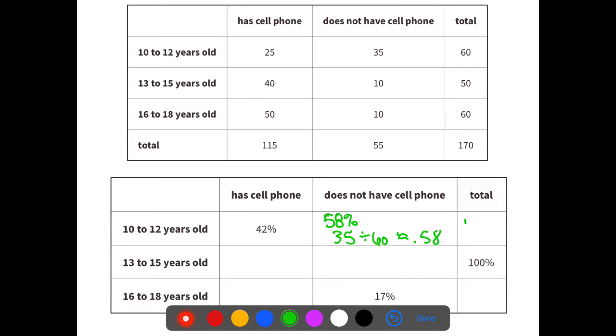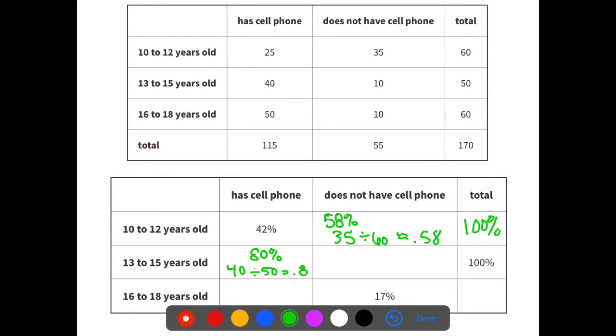And then your total should be 100% here. Okay, the 13 to 15 years old should be 80%, and you get that by taking 40 divided by 50, and you get 0.8.